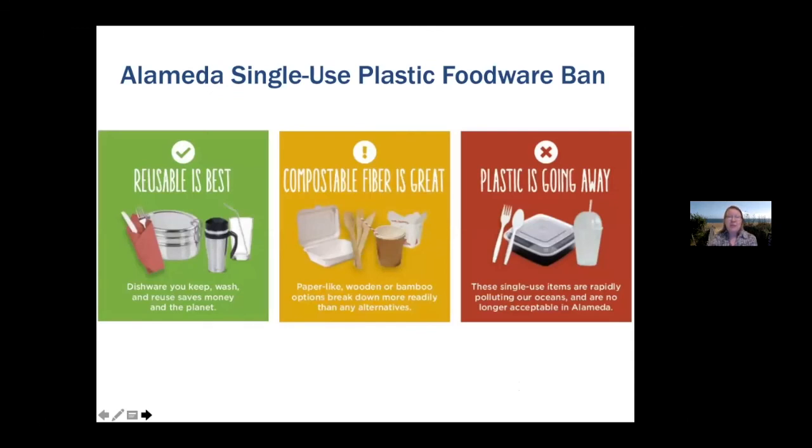Alameda's single-use plastic foodware ban took effect in 2018 and was a little bit impacted by the pandemic, but no single-use plastics are allowed in Alameda, only compostable or reusable. And so we have a program to help restaurants convert from single-use disposable containers for foodware to reusables.